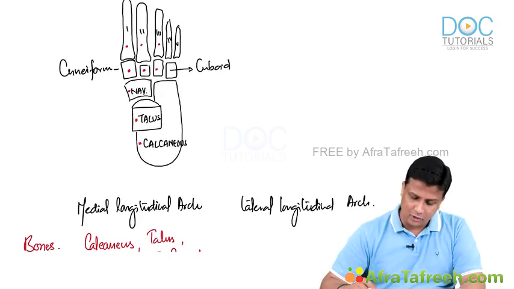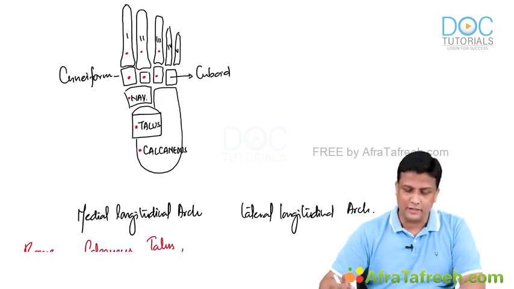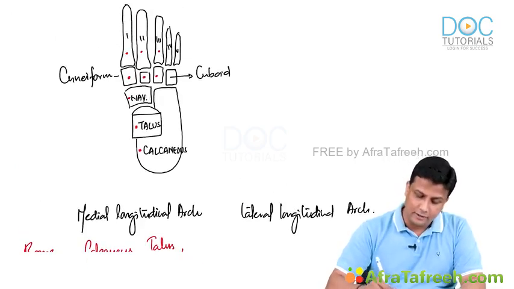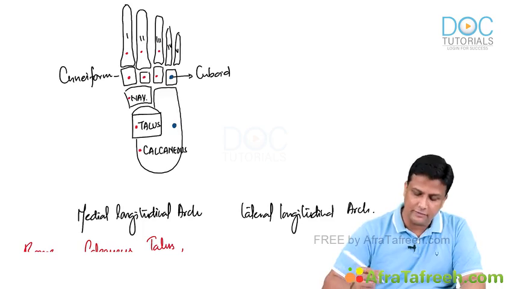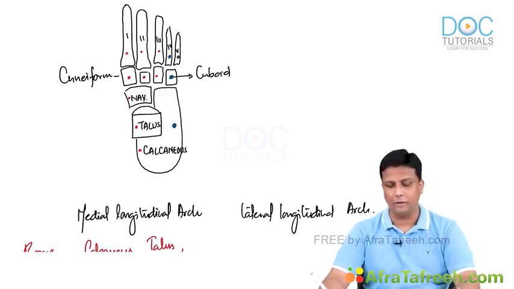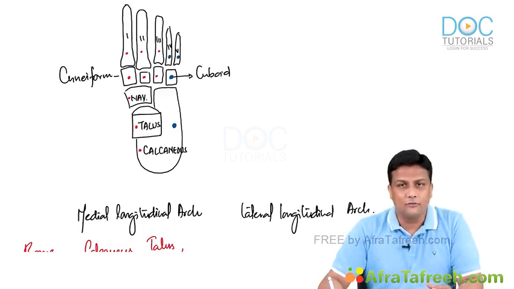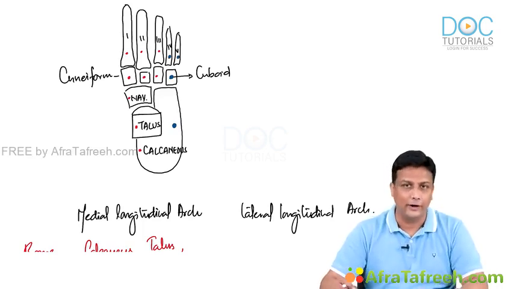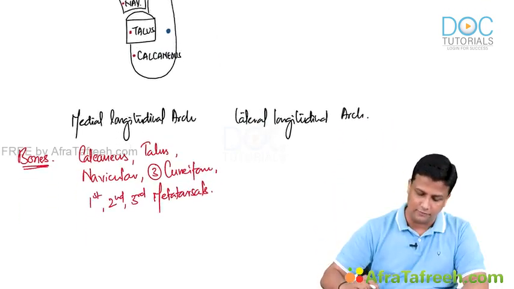Similarly, what about the lateral longitudinal arch? Whatever is left out there, guys, again on the lateral side, let me just represent it with another color here. On the lateral side again there is a calcaneus, and then there will be cuboid, and then the 4th and 5th metatarsal. That is the one which is involved in the formation of lateral longitudinal arch. Lovely, it's easy now.